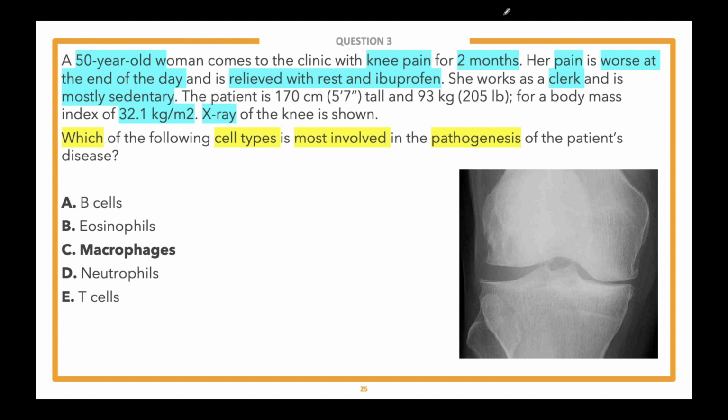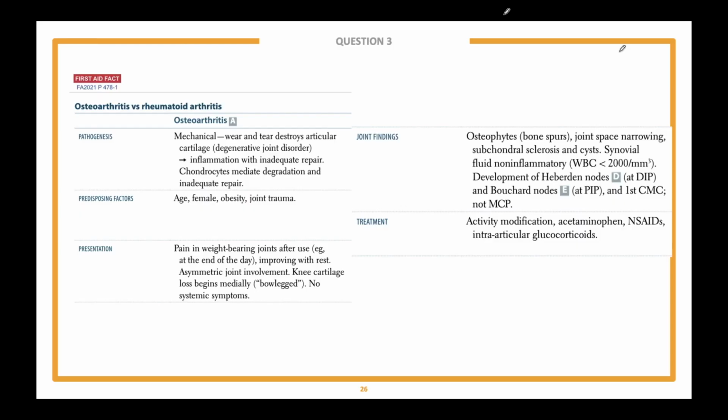So let's take a look on the next slide. Sean has gone ahead and pulled up the table on osteoarthritis from First Aid. So you can see there under pathogenesis that mechanical damage, wear and tear, destroys the articular cartilage, and that leads to inflammation with inadequate repair, okay? So that's the pathogenesis of this. Now, in case you were wondering why it's not one of the other answer choices, let's take a look and talk about those choices.